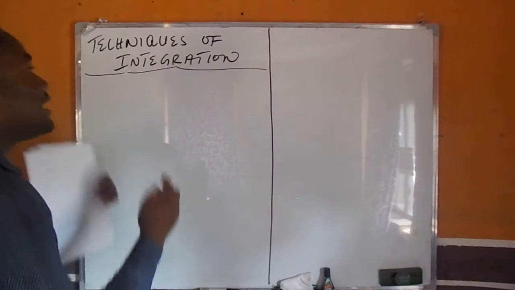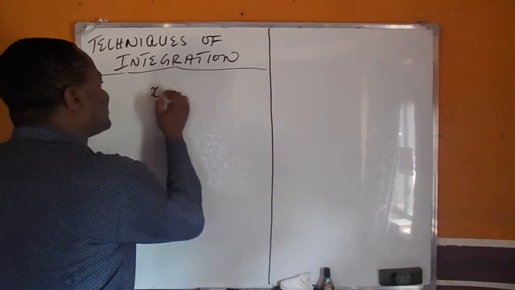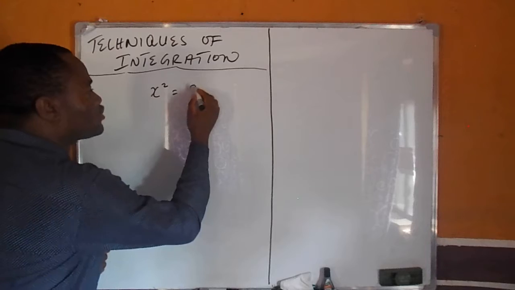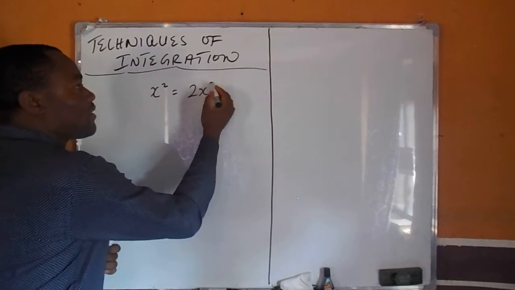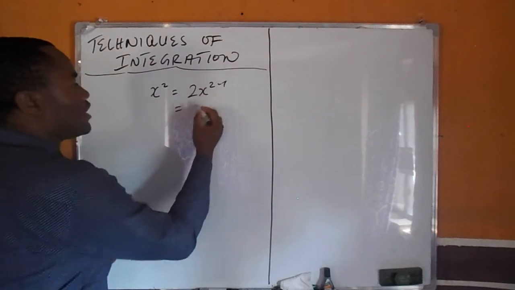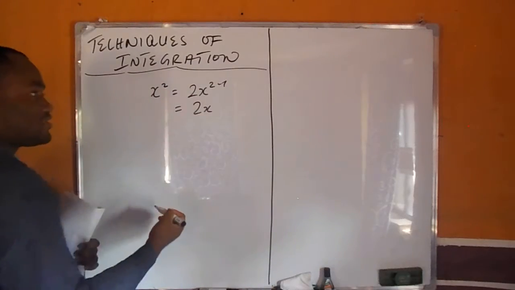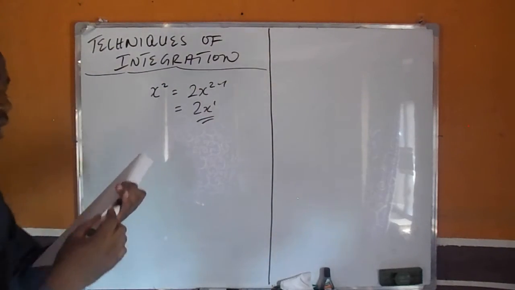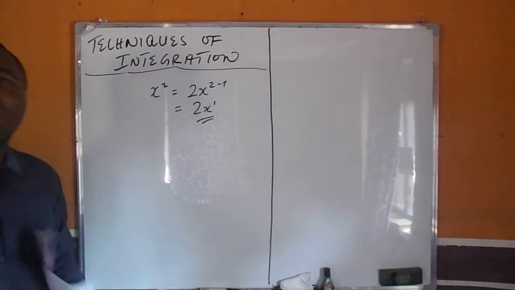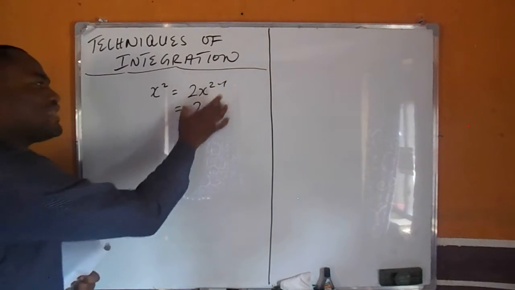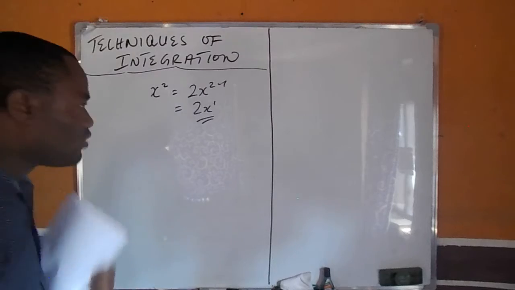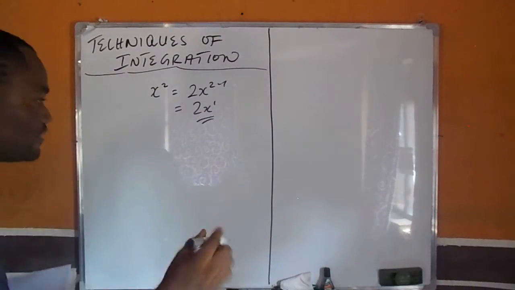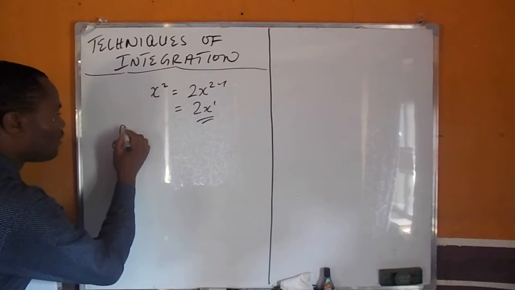For instance, in differentiation, if you are to differentiate x raised to power 2, you bring the 2 to the front to be 2x raised to power 2 minus 1, which equals 2x. Then 2 minus 1 is 1, which will give us 2x raised to power 1. This is differentiation. But when you are now looking at the opposite side of this, it becomes what? Integration. What is the sign of integration? This is the sign of integration.